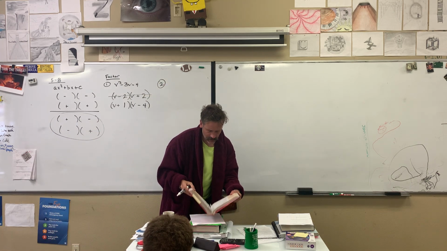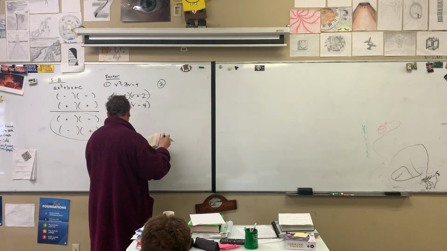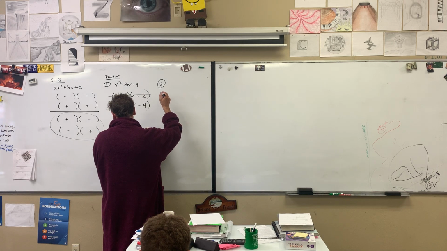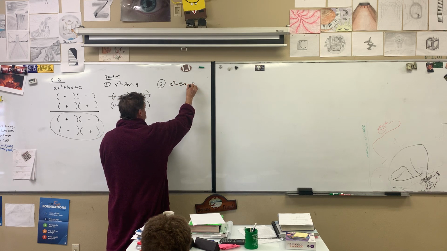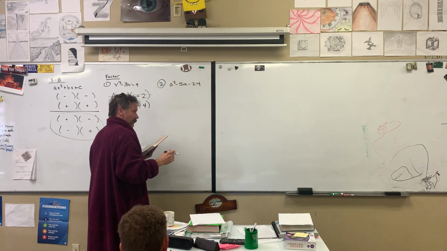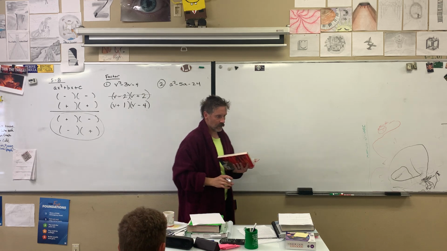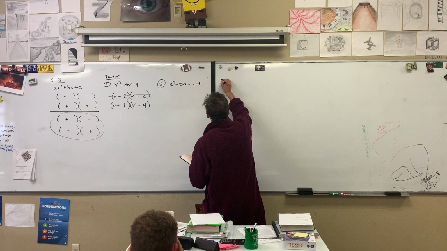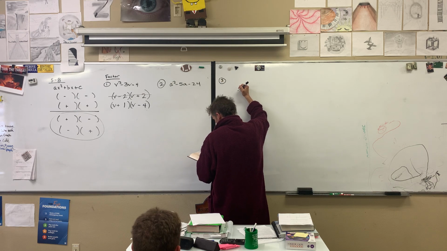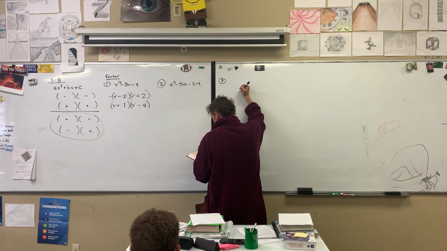Okay, let's just do a couple more here. Why don't you guys try this one? A squared minus 5a minus 24. Not necessarily tricky. There's no trick to it, just another set of numbers to try. So try that, number 2, and then check with your support team next to you, come up with an answer, and then we'll try this.